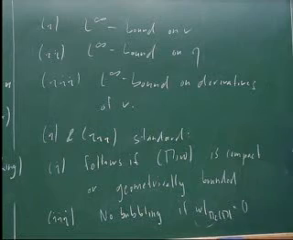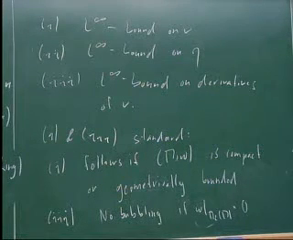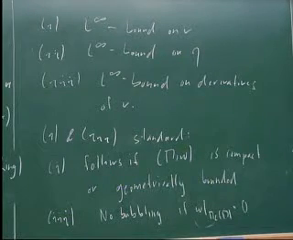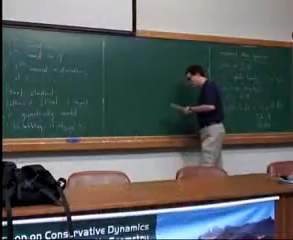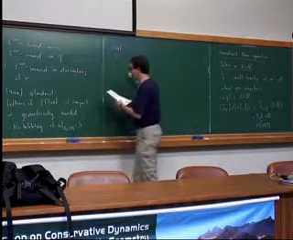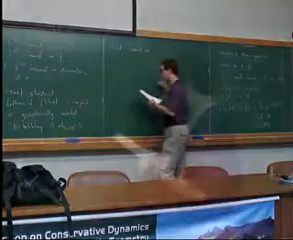And so the only new ingredient is this bound on the Lagrange multiplier. So there's a bound on the Lagrange multiplier.